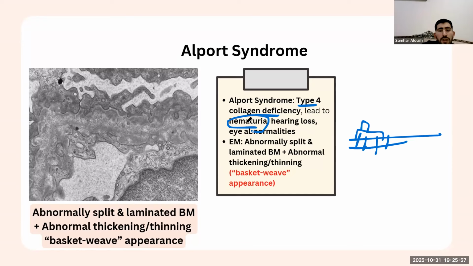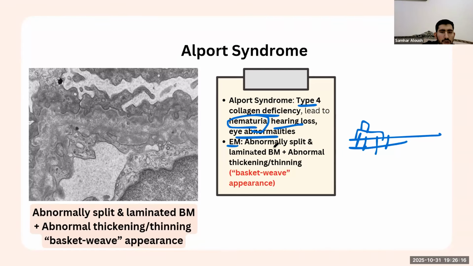However, since it damages the collagen, not just in the glomerulus, it damages the collagen in the whole body, it will also lead to hearing loss and eye abnormality. So if you have a patient who has hematuria, which is nephritic syndrome, and who also has hearing loss and eye abnormality, think of Alport syndrome because all of these have collagen.